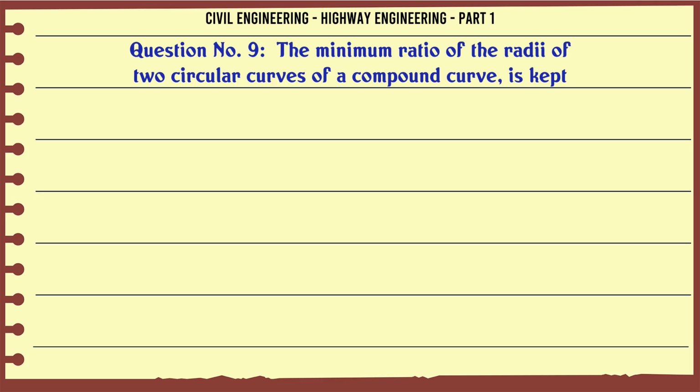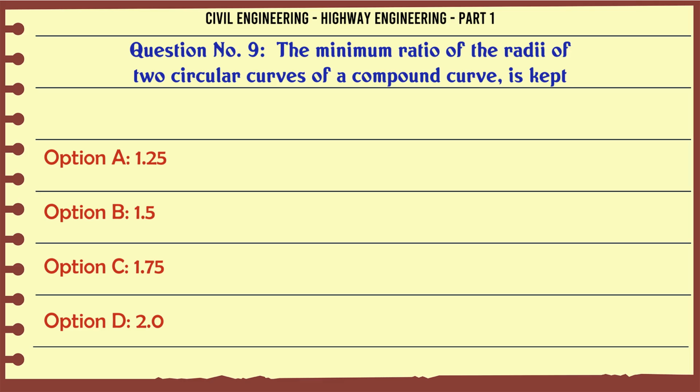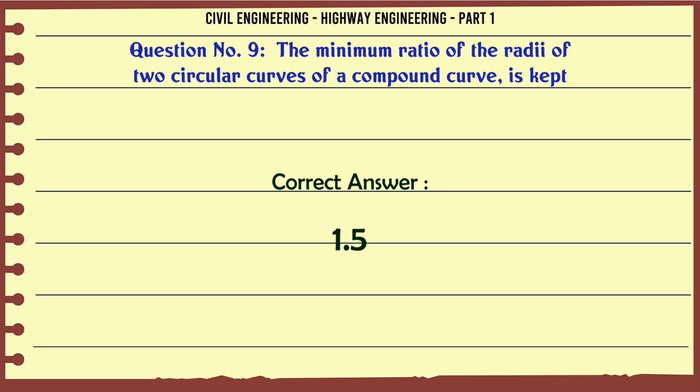The minimum ratio of the radii of two circular curves of a compound curve is kept A. 1.25, B. 1.5, C. 1.75, D. 2.0. The correct answer is 1.5.